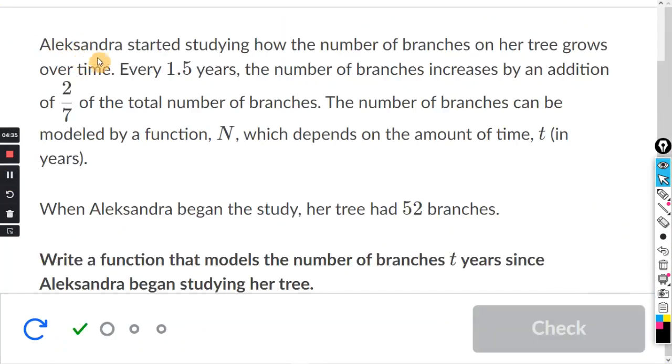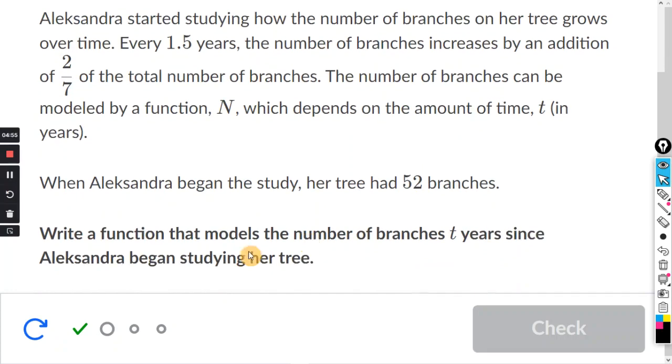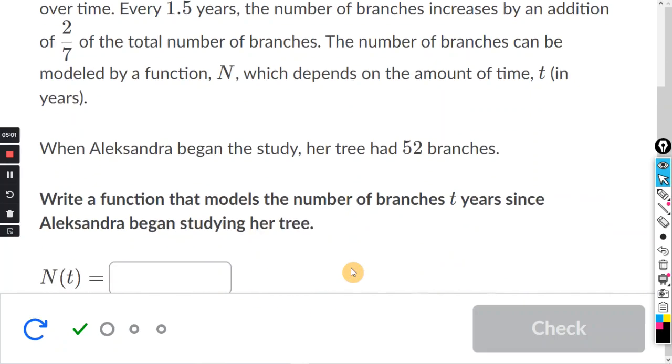Alexandra started studying how the number of branches on her trees grow over time. Every 1.5 years, the number of branches increases by an addition of 2/7 of the total number of branches. The number of branches can be modeled by the function n, which depends on time t in years. When she began, her tree had 52 branches. Write a function that models the number of branches t years since she began studying her tree.